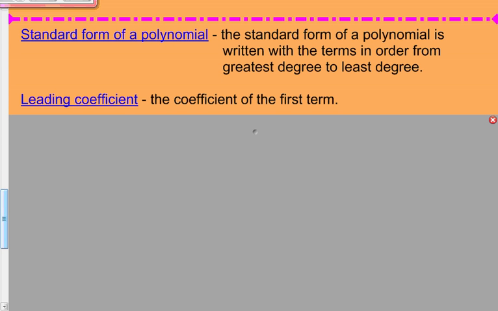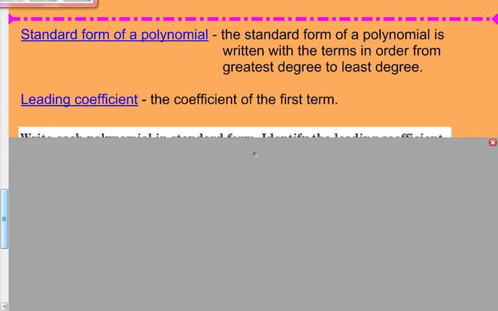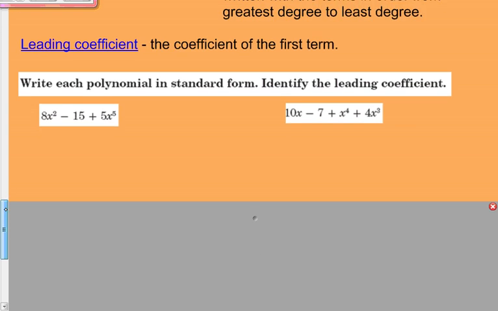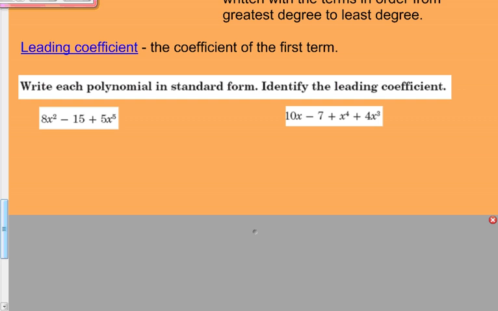Okay, last part of your assignment, standard form of a polynomial. You're going to rewrite them in standard form. Now the standard form is written with the terms in order from the greatest degree to the least degree. Well, you just found out how to find the degrees, so this makes it really easy. Now the leading coefficient is the coefficient of the first term. So that's just some vocabulary for you. We're going to list the leading coefficient and put the polynomial in standard form.